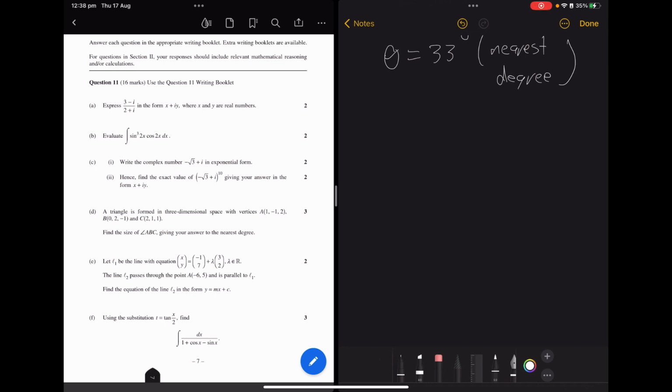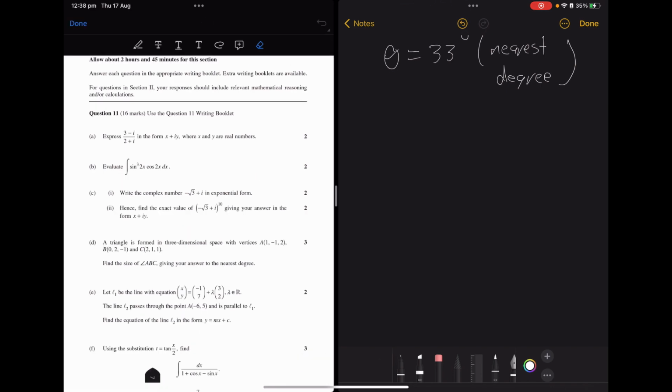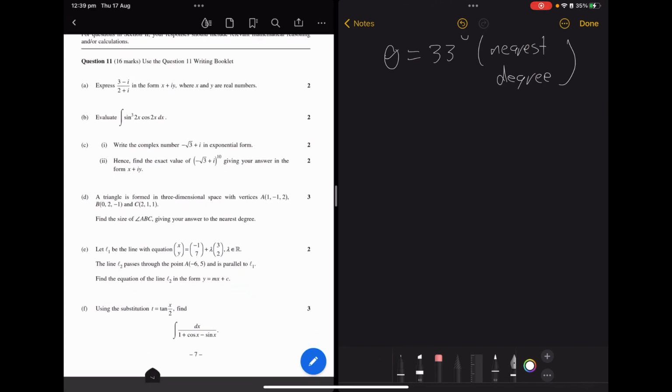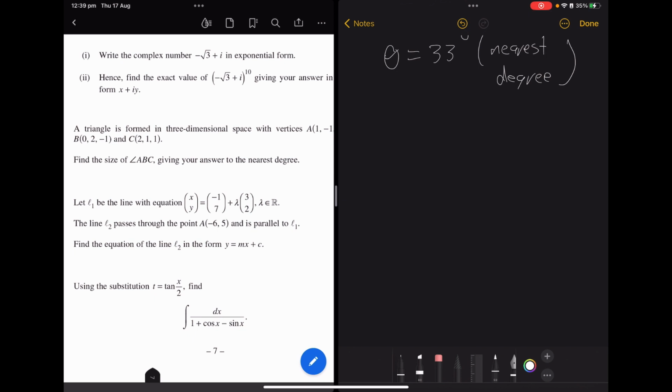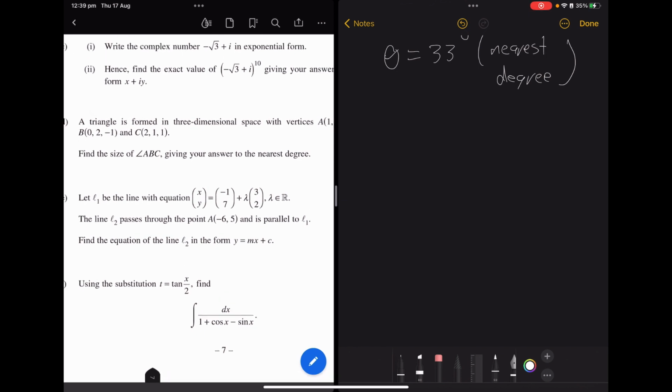So we know that L1 is the line of equation (-1, 7) + lambda (3, 2). L2 passes through the point A, (-6, 5), and is parallel. What that means is we can write L2 as the line with equation (x, y) =. So the first part of the equation for these sorts of vectors is the position. So what point does it pass through? For line 2, that passes through (-6, 5).